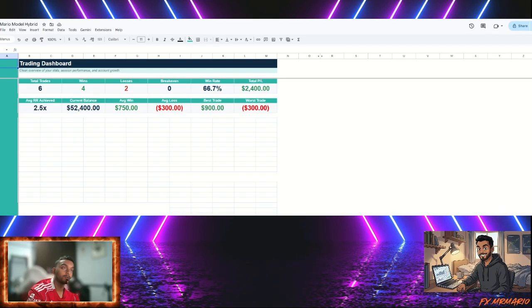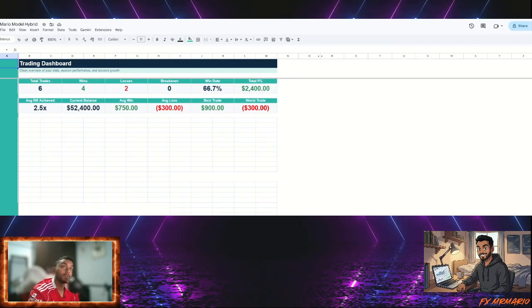So what is this model? I call it the Mario model hybrid. I trade two models essentially. One is the 10 a.m. PO3 and the other is the Mario model hybrid.